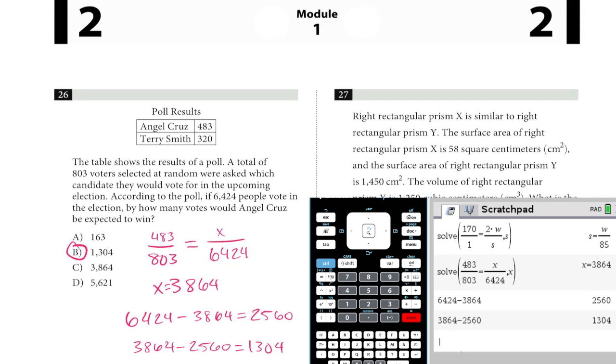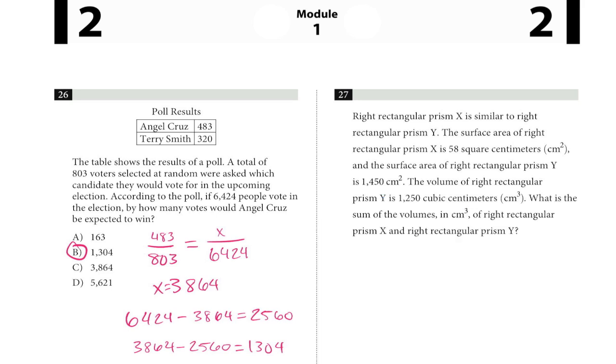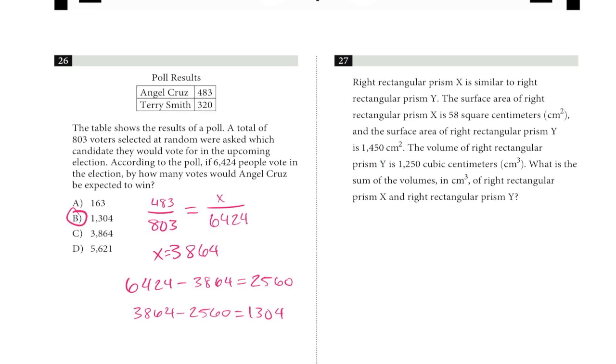And then number 27, last question. It says right rectangular prism X is similar to right rectangular prism Y. The surface area of right rectangular prism X is 58 square centimeters, and the surface area of right rectangular prism Y is 1,450 centimeters squared. The volume of right rectangular prism Y is 1,250 cubic centimeters. What is the sum of the volumes in centimeters cubed of right rectangular prism X and right rectangular prism Y?